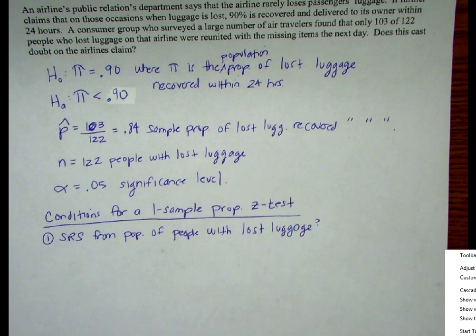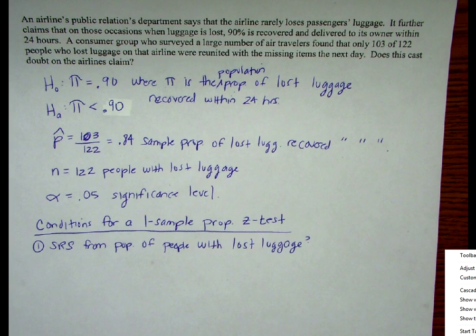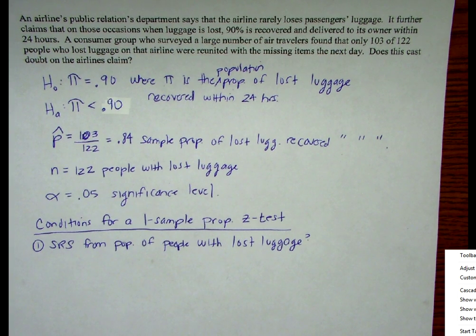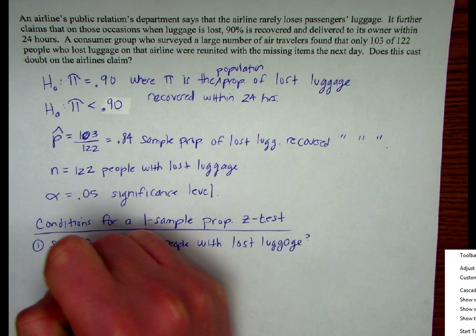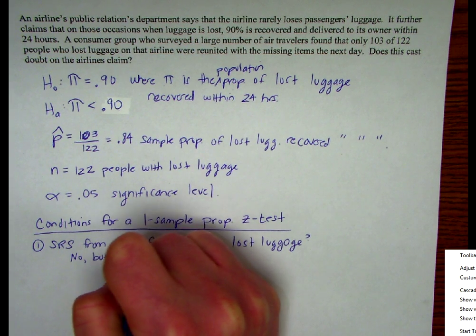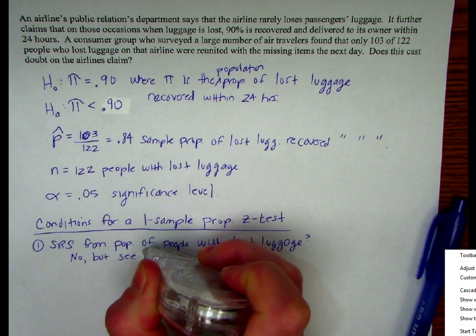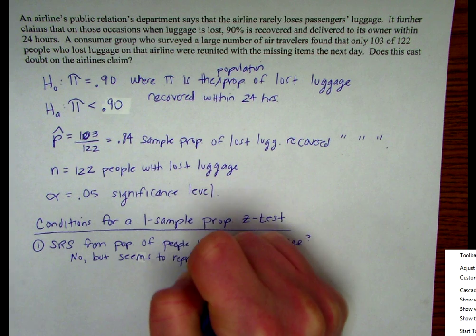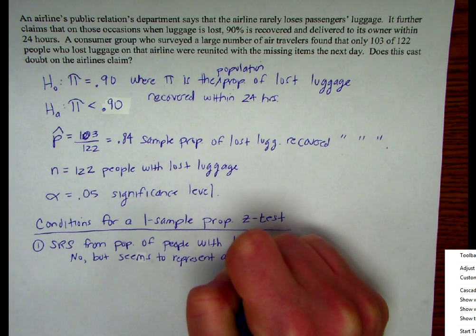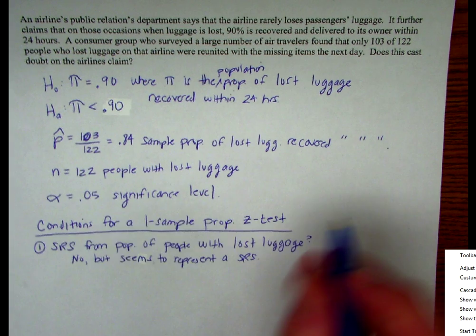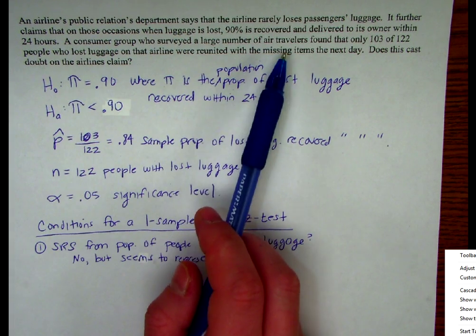Okay, and then I look back in the problem and see, did they take a random sample? And it says they actually just surveyed a large number of air travelers. So here would be a situation where I would write something along the lines of, no, but seems to be representative of a simple random sample. We have no reason to believe that their sample does not represent what a simple random sample would look like.